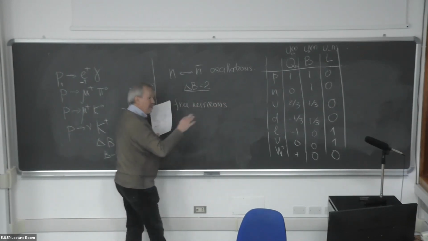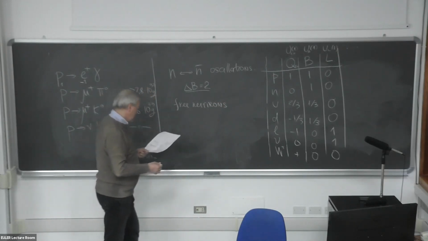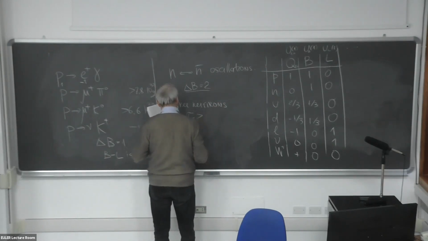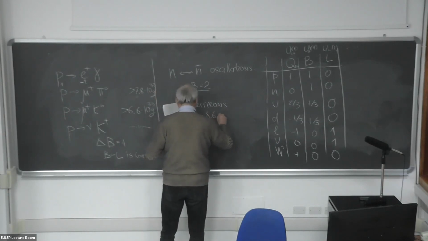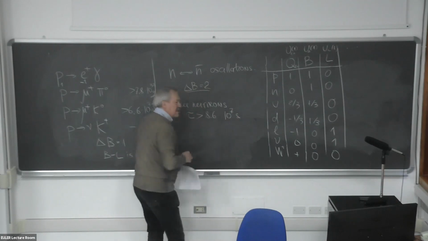So you create the beam of neutrons and look for appearance of antineutrons. The bound obtained in this way is that the time of transition should be bigger than 8.6 × 10^7 seconds. This is something like 3 years.